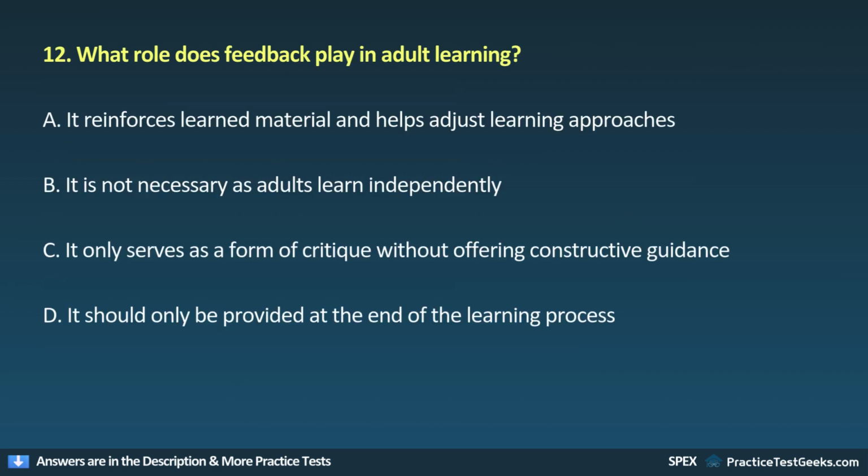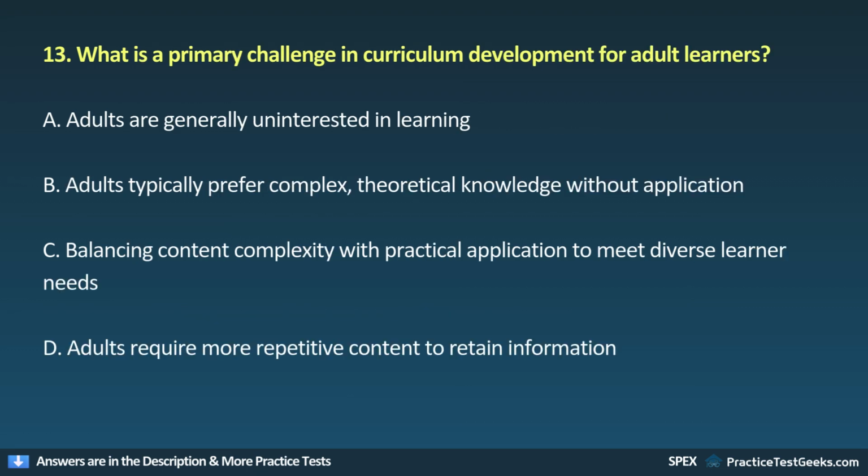12. What role does feedback play in adult learning? A. It reinforces learned material and helps adjust learning approaches. B. It is not necessary as adults learn independently. C. It only serves as a form of critique without offering constructive guidance. D. It should only be provided at the end of the learning process.